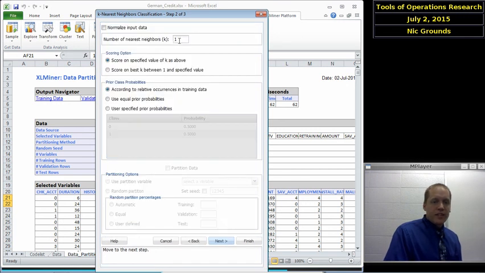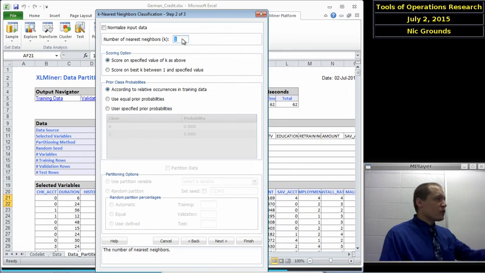This is where we will be given the option to change the parameter k. So in this case, a k of 1 means just find the one most similar record and determine does that record get a loan or not get the loan, and use that for my classification, my guess.